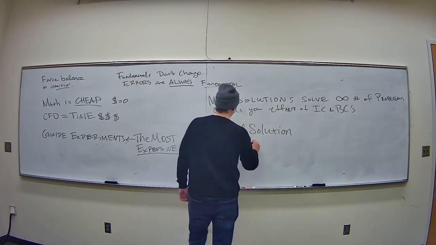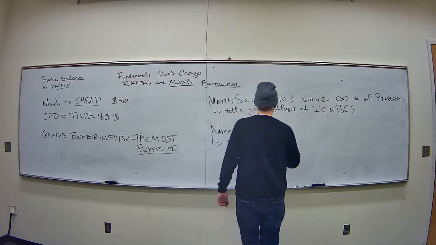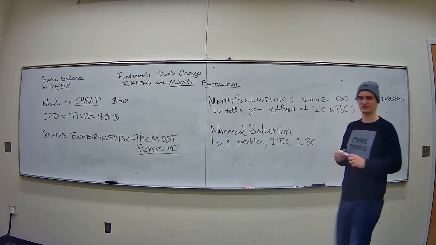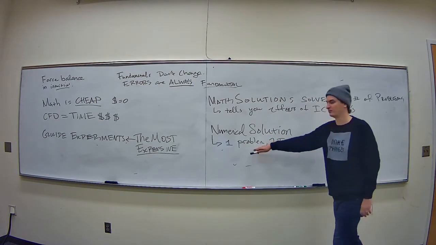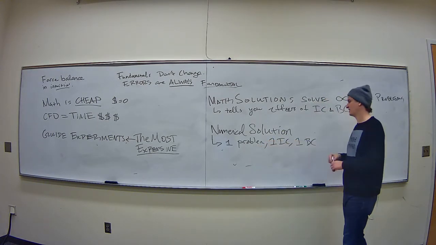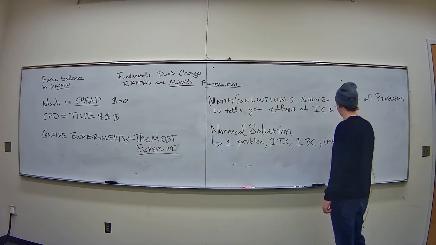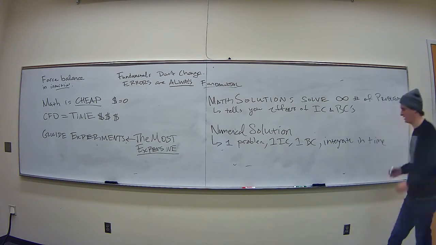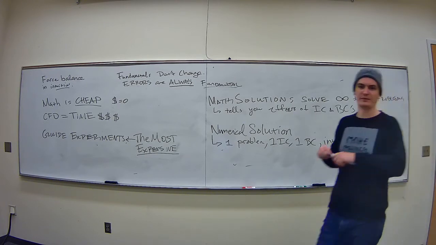It's one problem you're solving. One initial condition, one boundary condition. So in a numerical solution, you solve one specific problem with one initial condition and one boundary condition, and then you integrate forward in time, and then you see what happens.